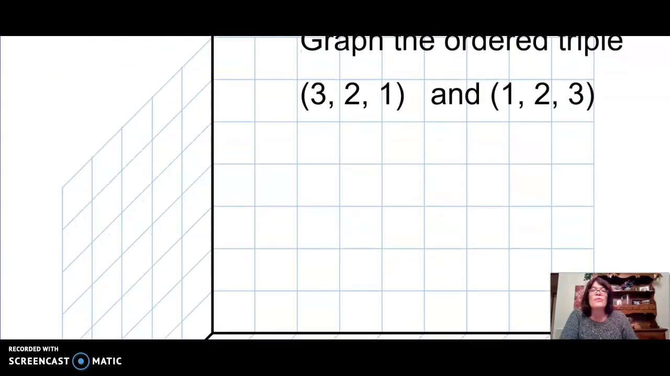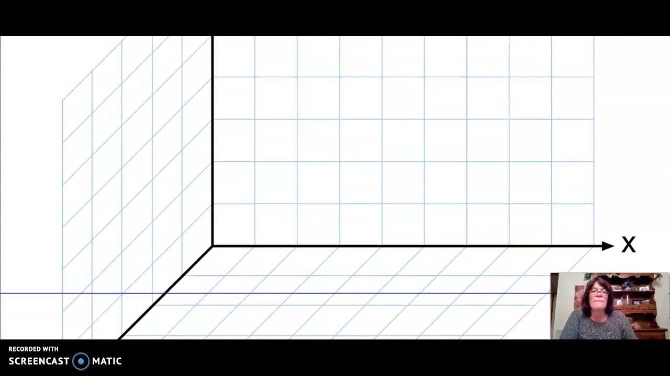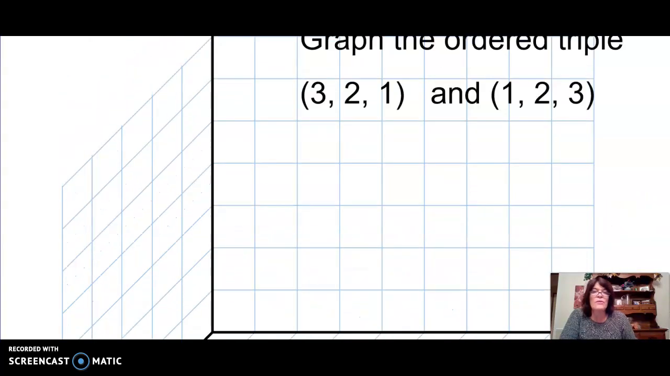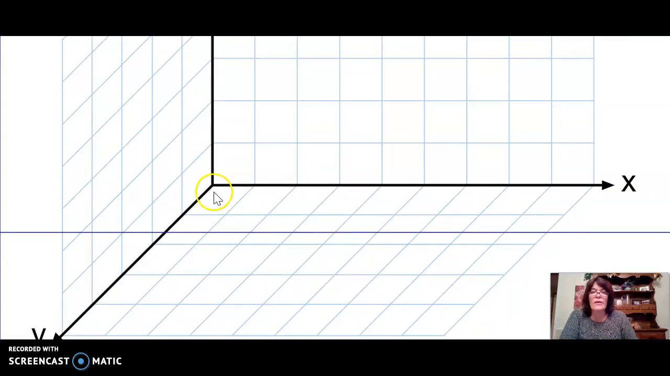So the point 3, 2, 1 would be on, I'd go 3 in the x direction. Now notice when I go 2 in the y direction, I'm going to go parallel to the y-axis and go 2 spots. So here's 3, 2. Now I need to go up 1, right? Isn't that what I said? 3, 2, 1? Yes. Okay, so I go 3, 2.